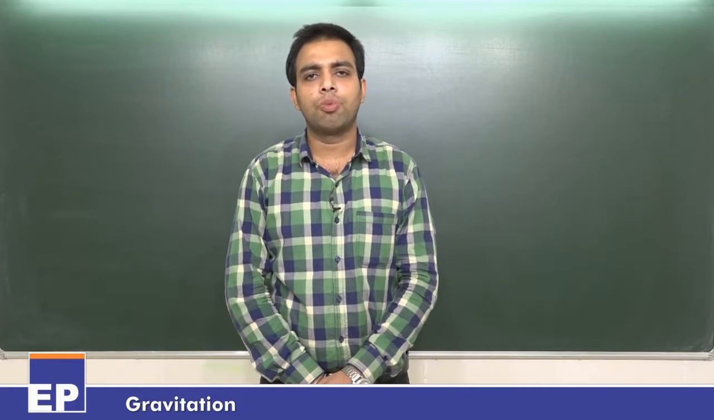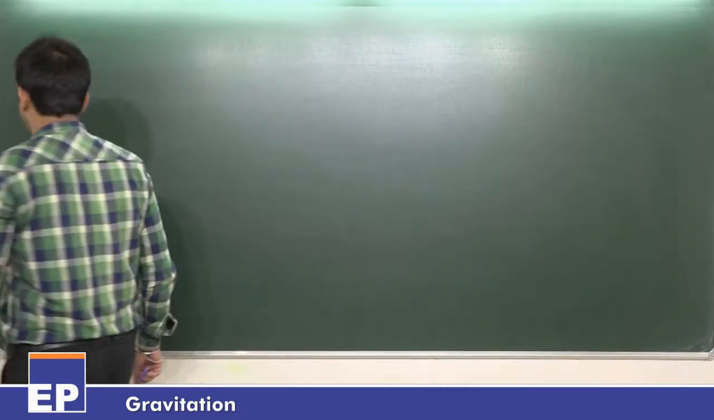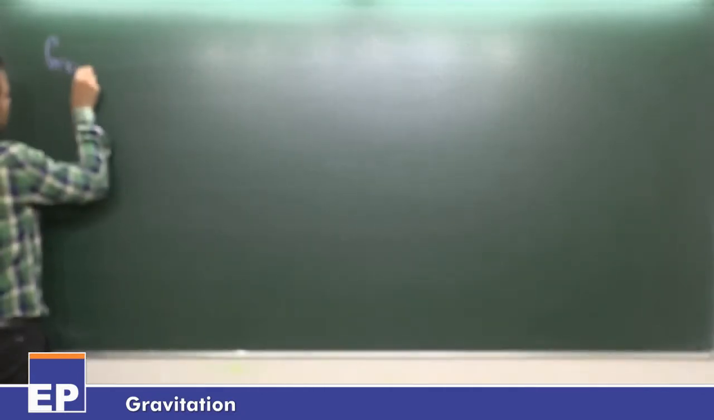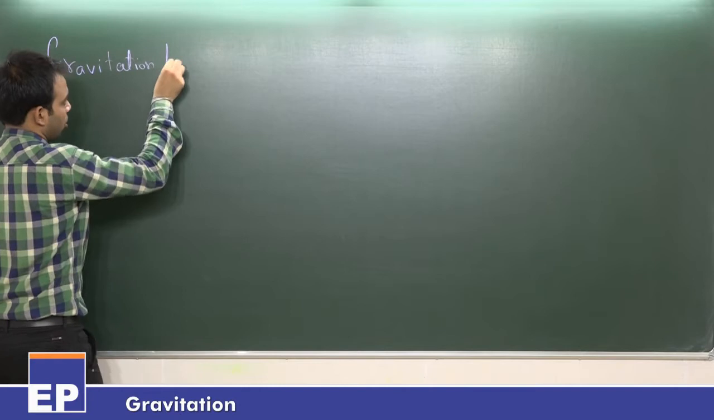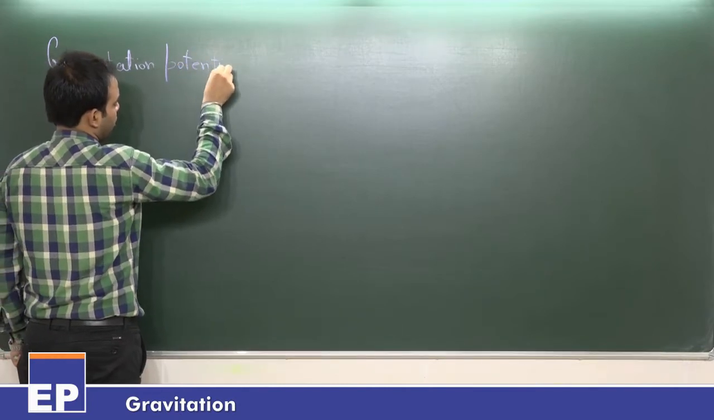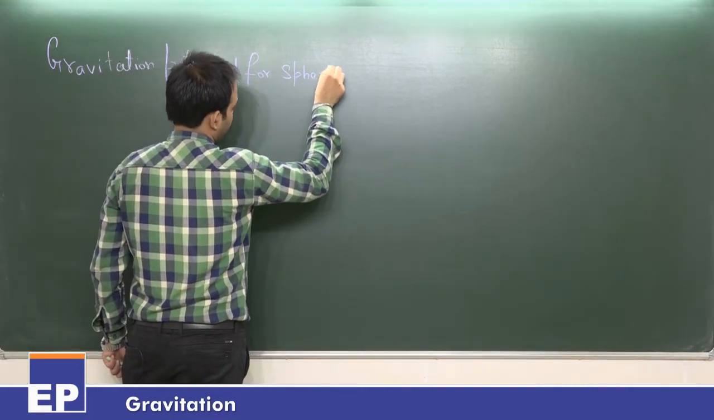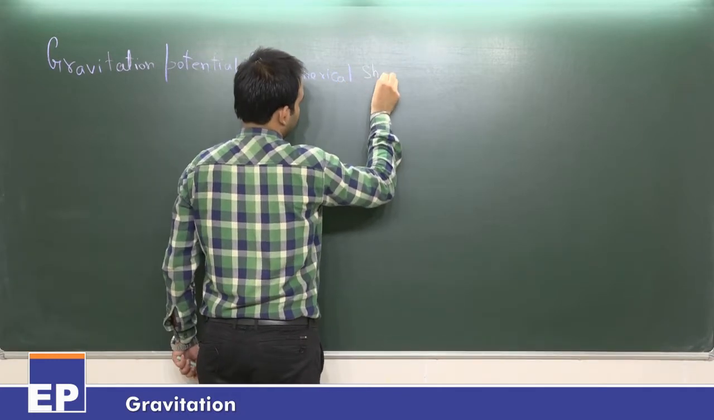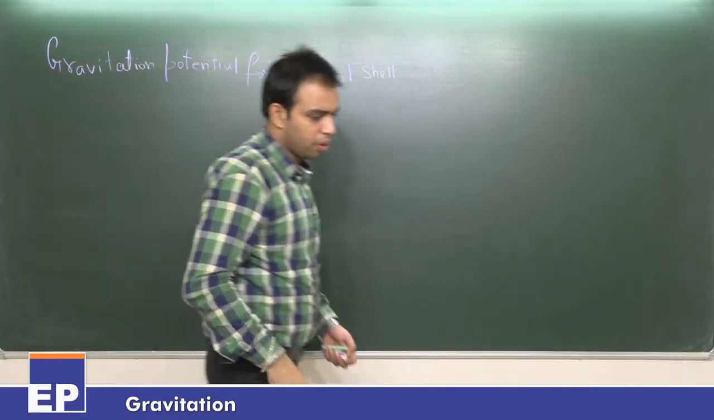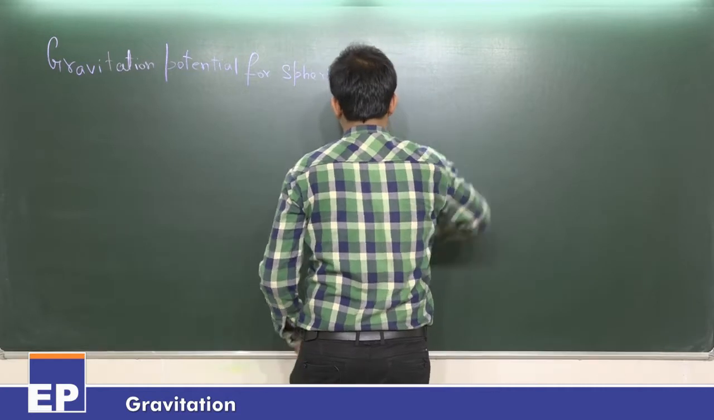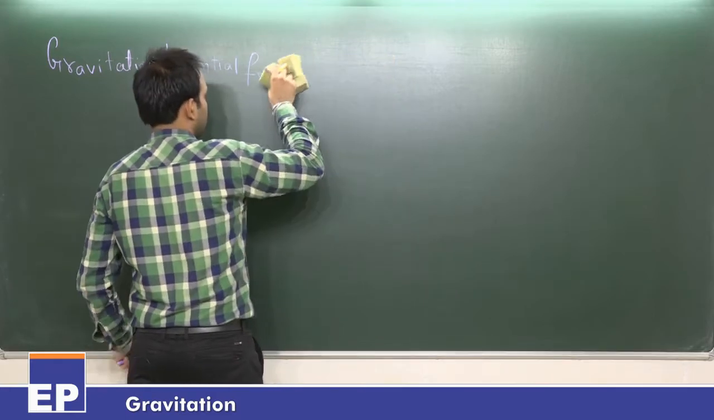We are discussing the gravitational potential. We have calculated the gravitational potential for a point mass. The next one we will calculate is the gravitational potential for a spherical shell. So give the heading: Gravitational potential for spherical shell. Spherical shell we have done. Now give the heading for the solid sphere.